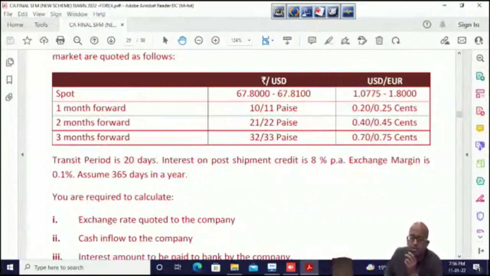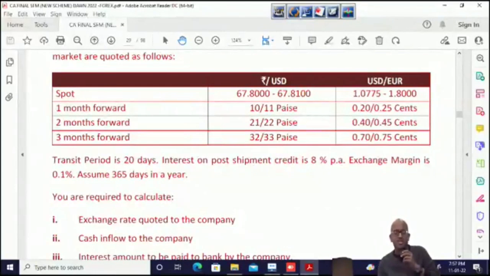So that is 1.0775 plus 0.0040, because 1.47 is not allowed. It's a 50% appreciation, whereas 67.8.21 is very perfect. So that's the exchange rate to be quoted. Cash inflow to the company.